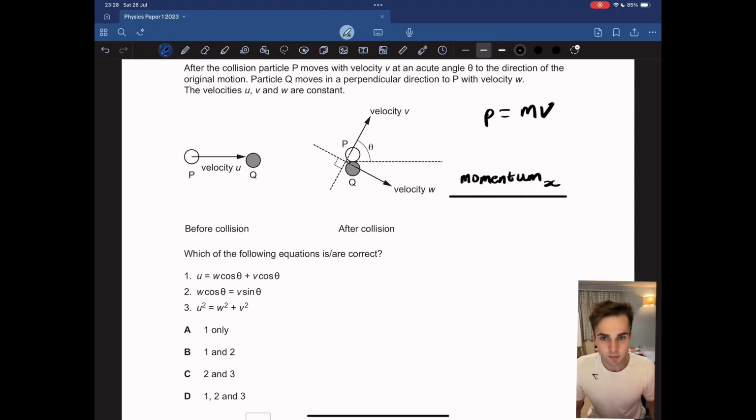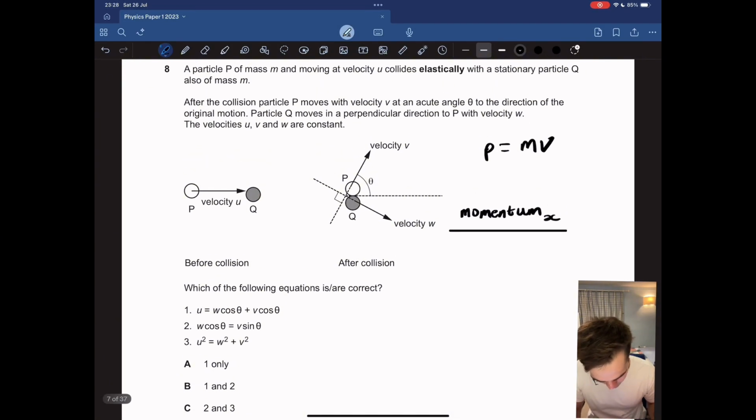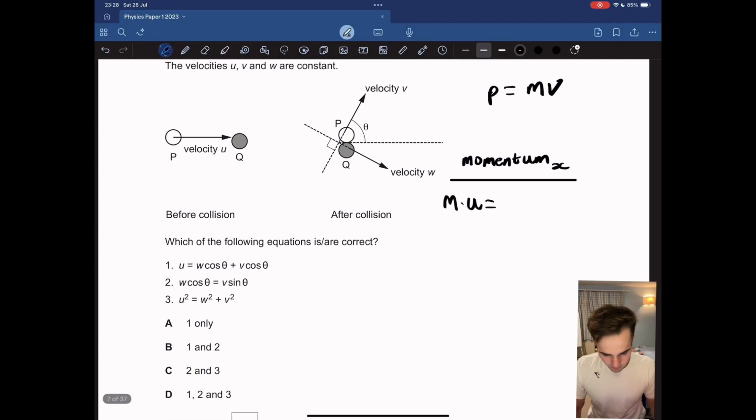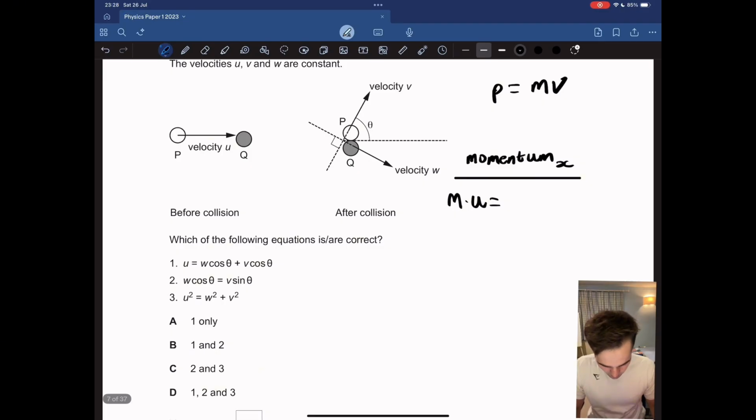Obviously momentum is conserved. That's Newton's second law. So the momentum before is equal to the momentum after. What's the momentum before? Well, they all have the same mass, so it's mass times velocity u equals. So what's velocity v? And what are momentum P and Q in the x direction?